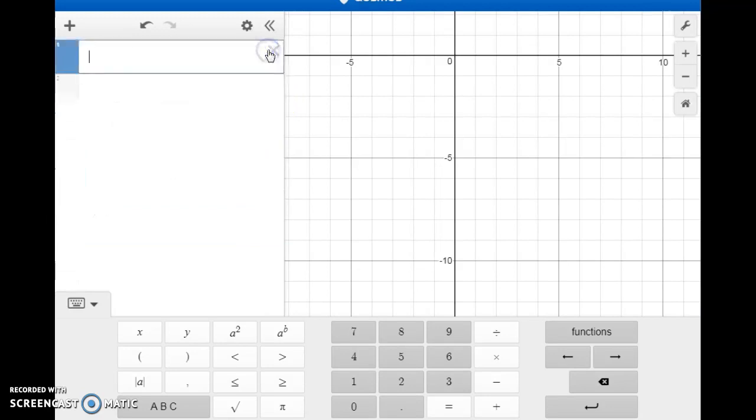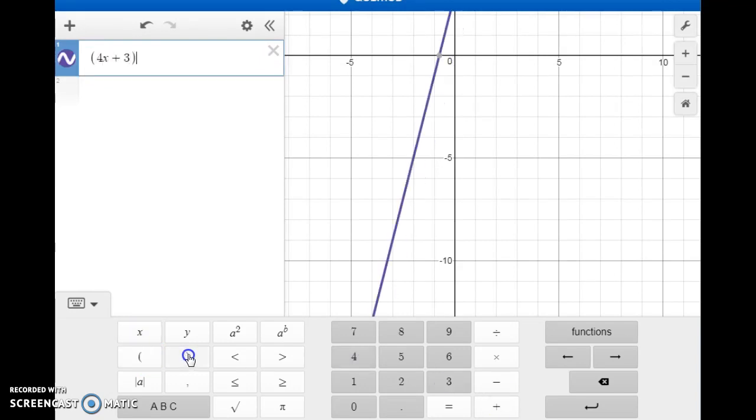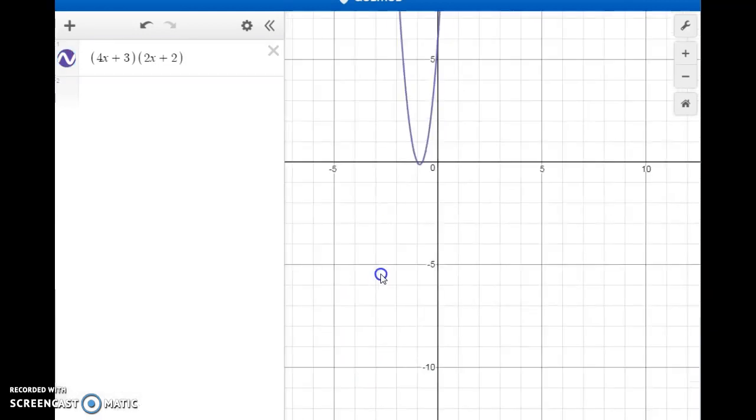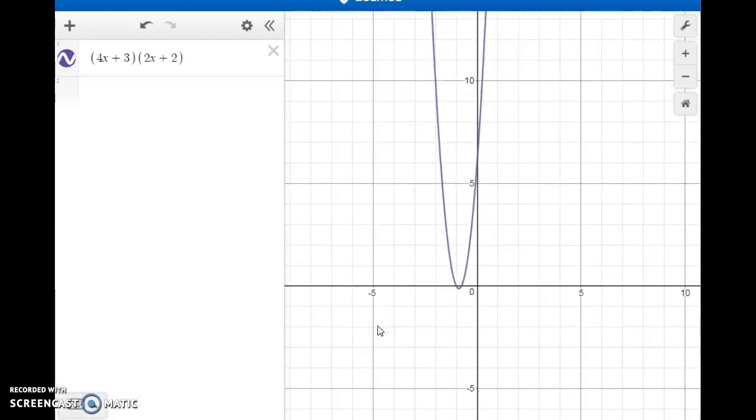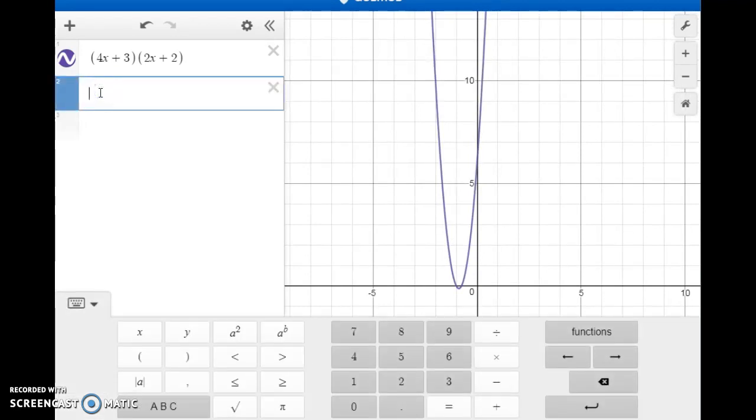Okay, so I would plug in what I'm multiplying, my area, my length times my width. So that's 4x plus 3 times 2x plus 2. Okay, so if you see, it gave me a graph, so I see what it looks like. Okay, and then you'd want to try your answer choices, right? Only one of them's the same, so that means they're going to have to look alike.